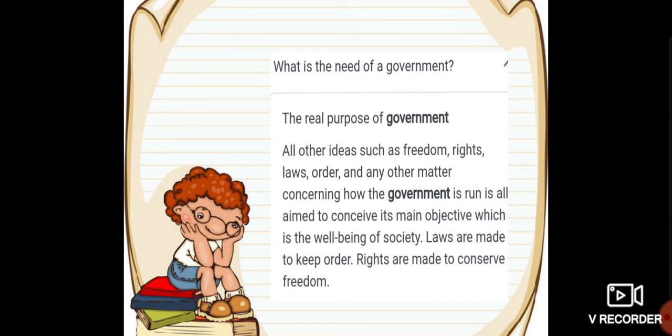The real purpose of government, all other ideas such as freedom, rights, laws, order, and any other matter concerning how the government is run, is all aimed to achieve its main objective, which is the well-being of society. Laws are made to keep order. Rights are made to conserve freedom.